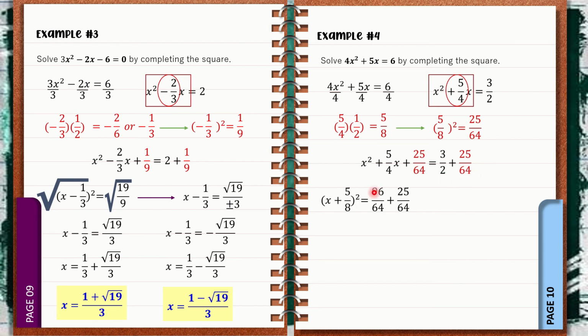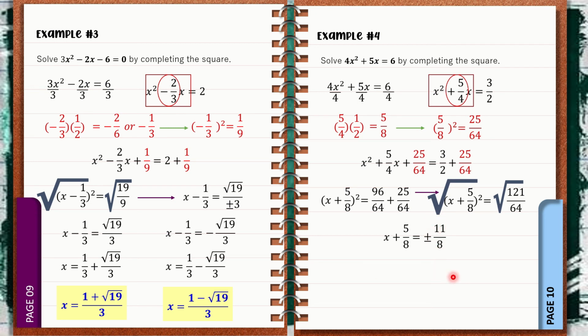So we have the square of x plus 5/8 is equal to 96 over 64 plus 25 over 64. Therefore, I have the square of x plus 5/8 is equal to 121 over 64. Now let us apply the square root property. We have x plus 5 over 8 is equal to plus or minus 11 over 8.